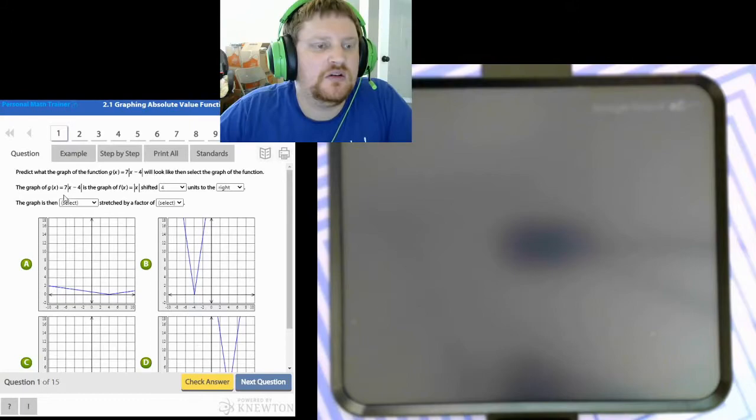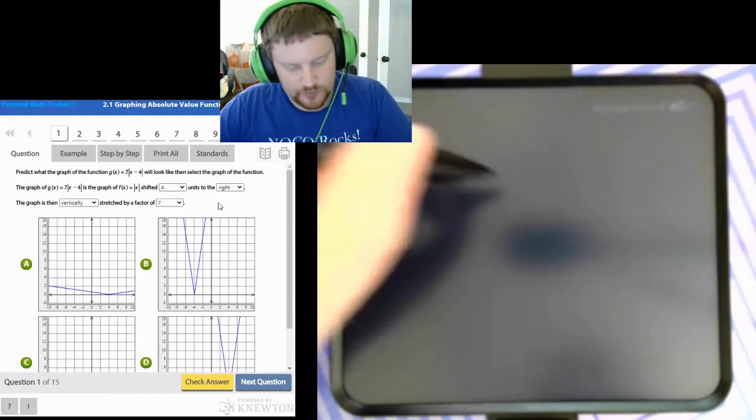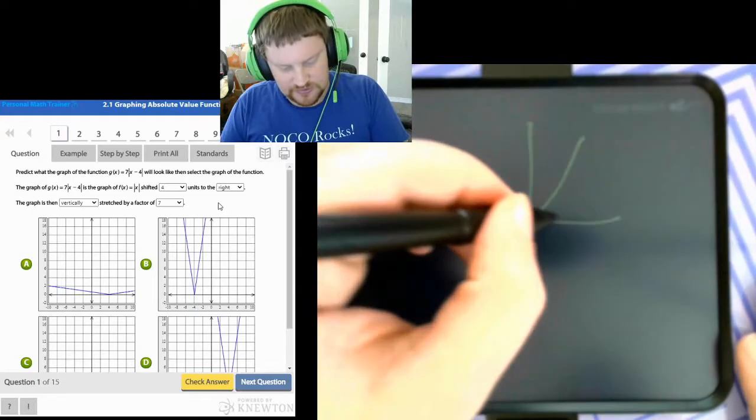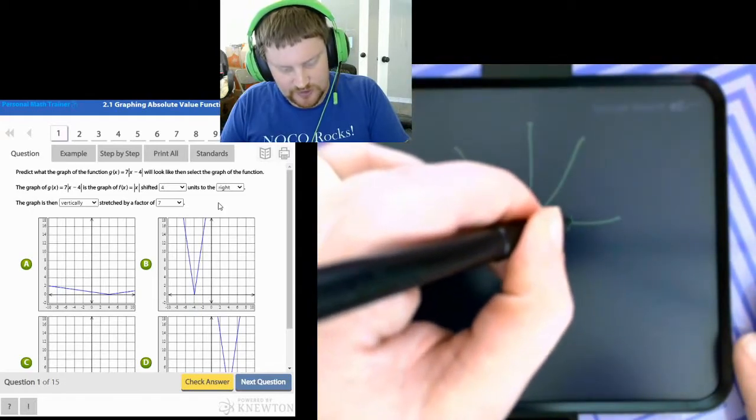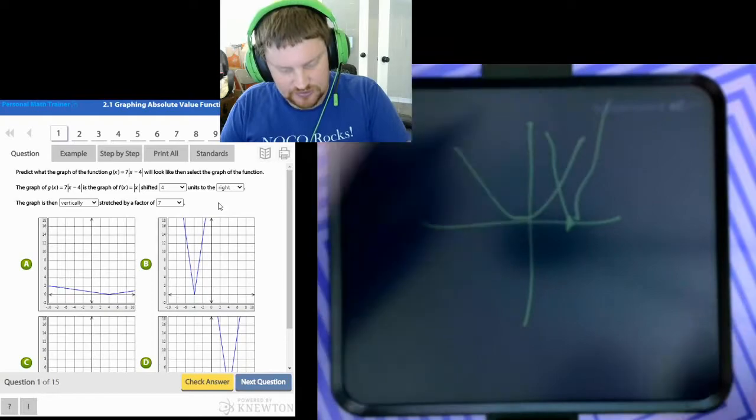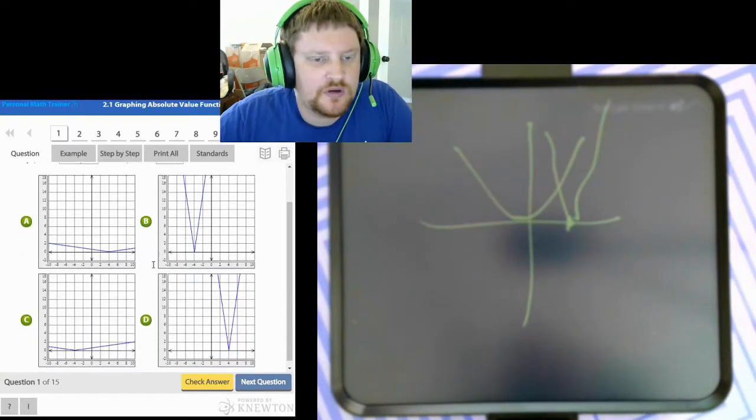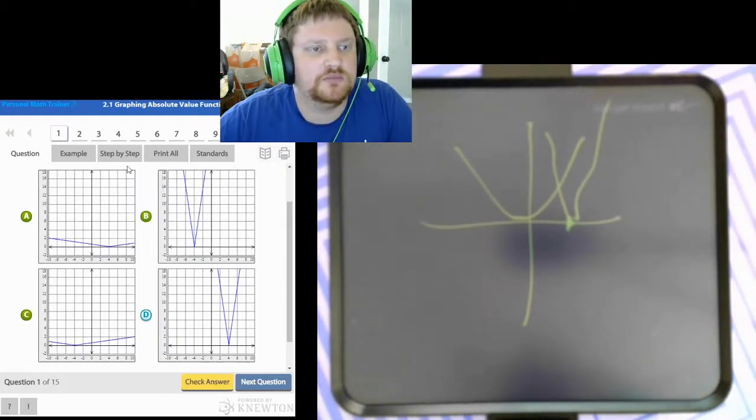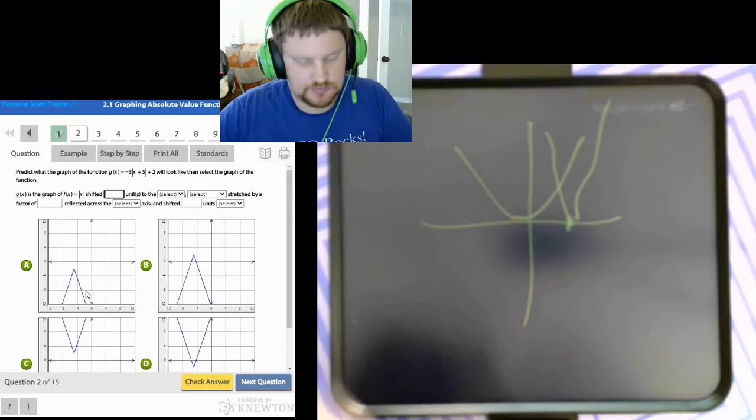And then, because this is on the outside of the symbol, we know that's vertical. And they're telling us it is a vertical stretch, and it's by a factor of 7. So we need to find an absolute value graph, which we know looks like this, shifted 4 units to the right, and stretched nice and vertically. To me, that looks like D. Bam, we're awesome. Next question.